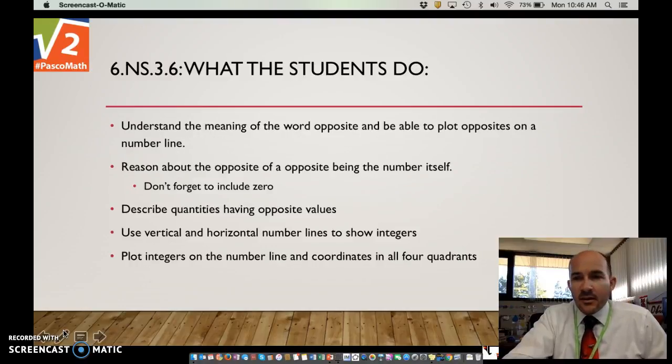And so the students really need to understand the meaning of the word opposite and be able to plot opposites on the number line. Reason about the opposite of the opposite being the number itself. And don't forget to include the number 0 as well. They have to make sense of the opposite of 0 being 0. Describe quantities having opposite values. Use vertical and horizontal number lines for integers. And then also plot integers on the number line and the coordinates in all four quadrants.